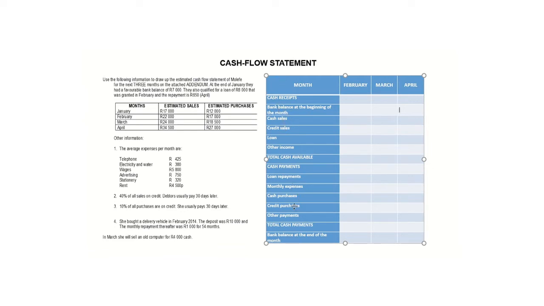Now on your addendum, look at what is given to you. Under the receipt, you've got the bank balance at the beginning of the month. At the beginning of February, we know we've got 7,000, because we were told that at the end of January we had 7,000. So we have to capture that amount so that we don't forget it. So we've got 7,000. I'm going to increase my figures to 12 so that you can read them.